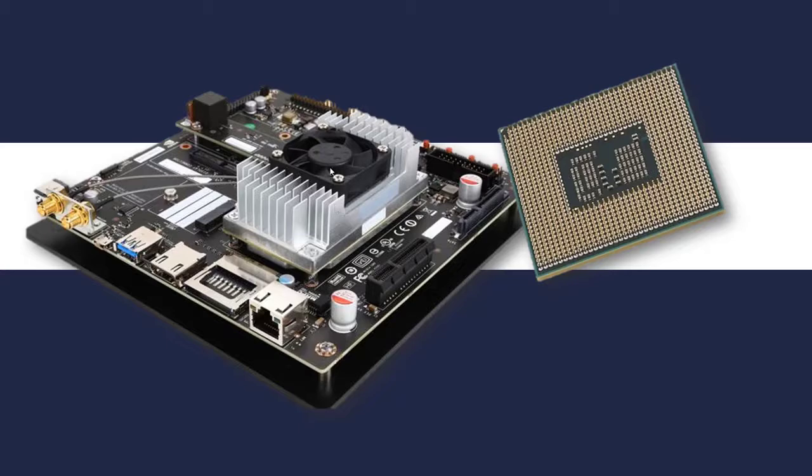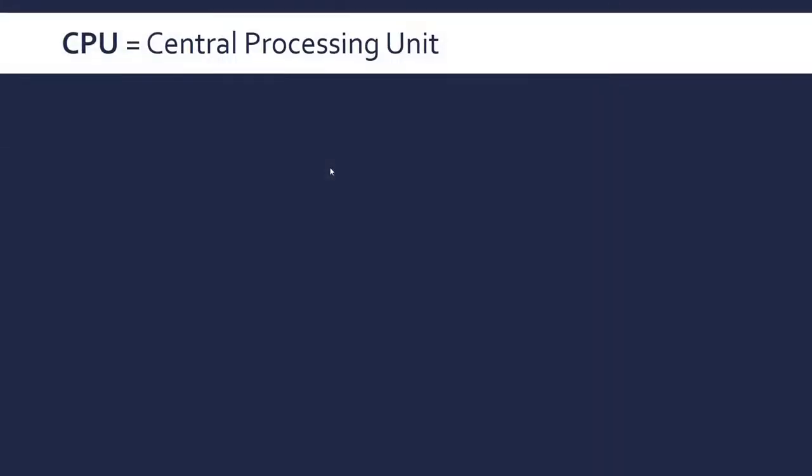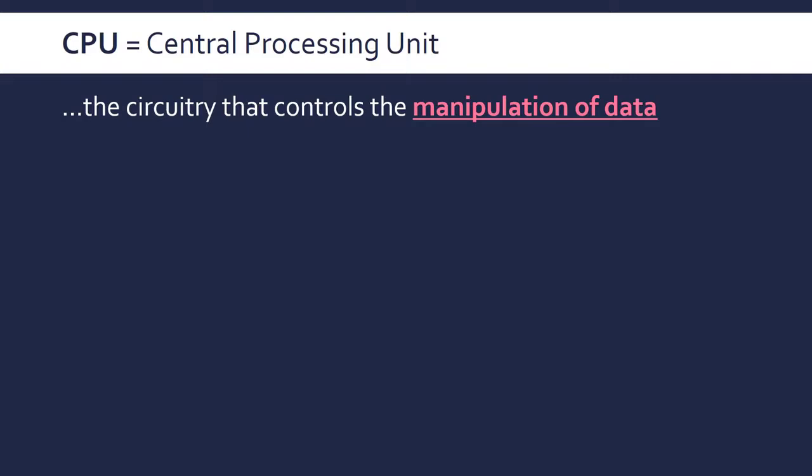So this is where you'd find it actually as the hardware device on a computer, but we'll be looking at it from a more theoretical point of view in this video. So it stands for Central Processing Unit, and it's the hardware that controls the manipulation of data, so it processes data, that's what it does.